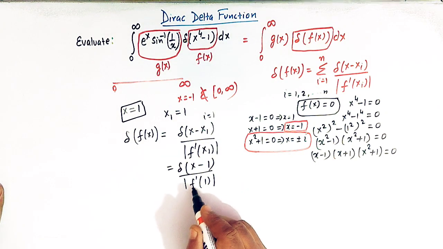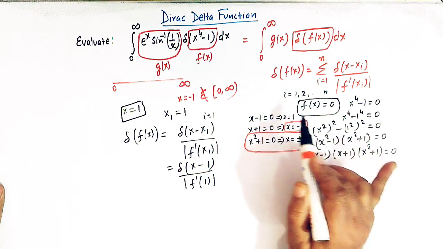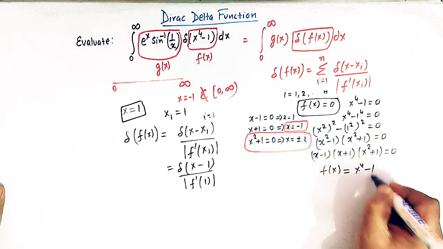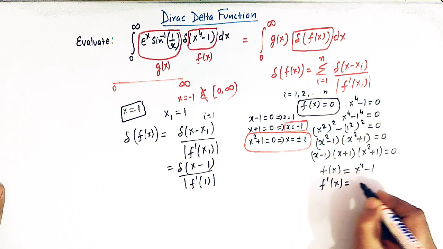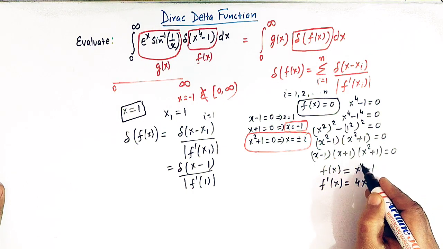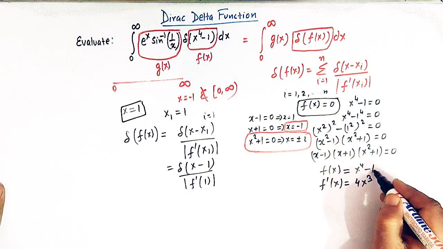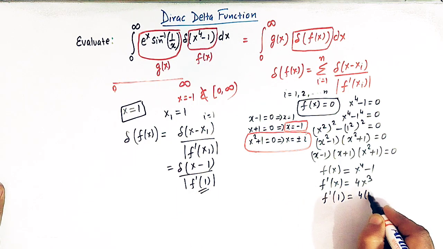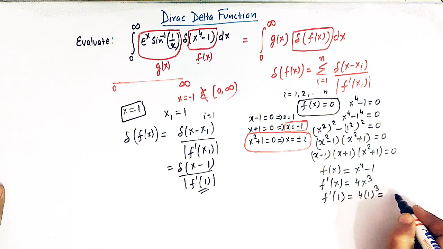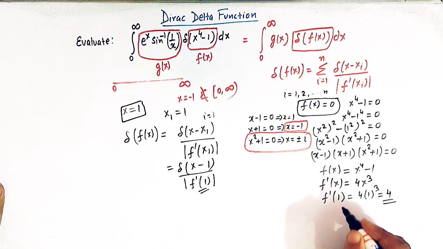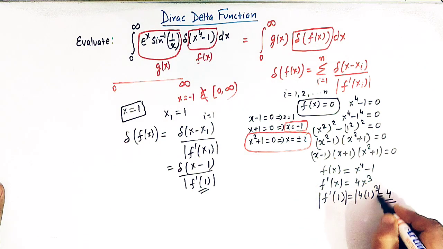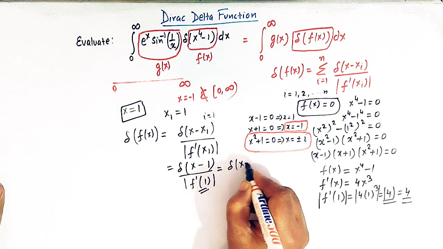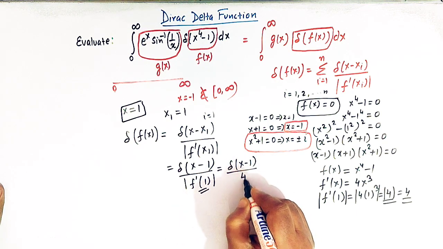So now mod of f prime of 1 can be calculated by differentiating f of x. So f of x is x raised to 4 minus 1. So f prime of x is 4x cube. So the derivative of x raised to 4 is 4x cube, and the derivative of 1 is 0. So now f prime of 1 is equal to 4 times 1 cube, and this is equal to simply 4, right? So mod of f prime of 1 is equal to mod of 4, that is equal to 4. So now we have delta of x minus 1, and here we have 4.